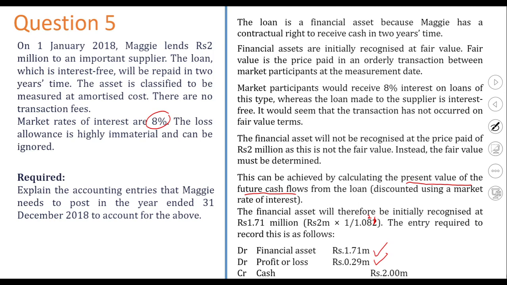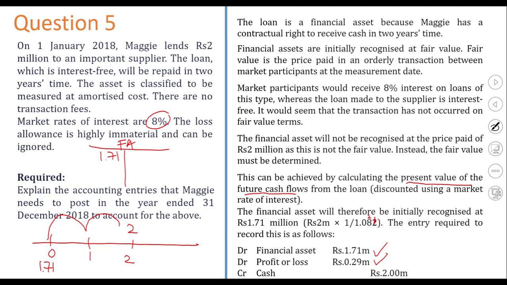This is how you recognize it in year 0, year 1, year 2. By the end of the second year, I should get 2 million. Today, I got the present value. So how do I put the double entry on this date? Credit cash 2 million, debit financial asset 1.71, debit P&L 0.29. That was done. Now what should I do? If I take my financial asset account, what is today's balance? 1.71. It should reach 2 million by the time I am getting the money. What should I do?